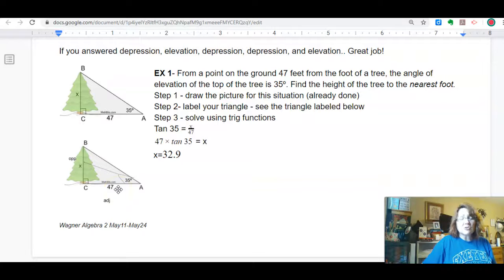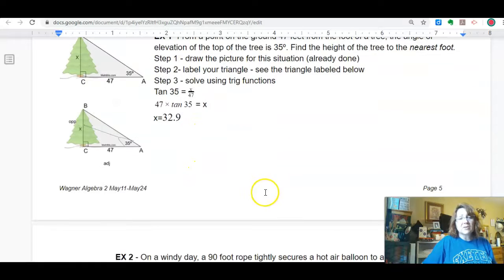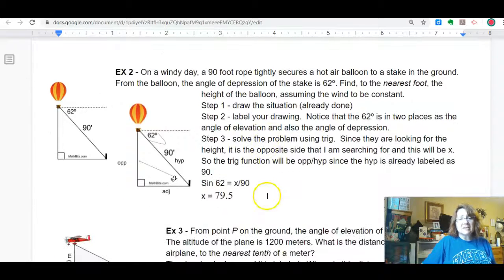So what trig function would I use to figure out how tall the tree is? Well, I say opposite. I don't have anything on the hypotenuse, but I have adjacent. So if I have opposite and adjacent, it's tan. Whenever you take tan, it's always of an angle. So tan of 35 is x over 47. So I just multiply by 47, and I get x is equal to 32.9. Going down to the next example.